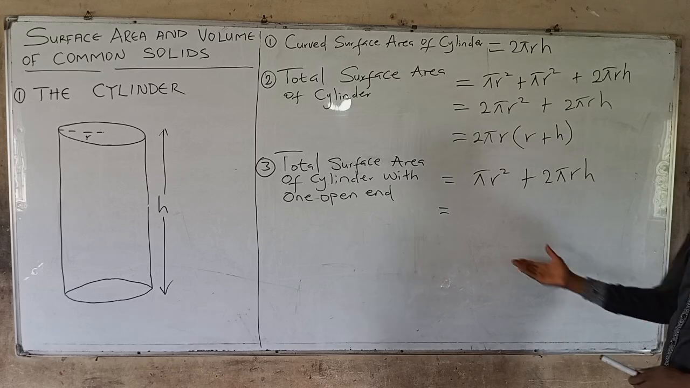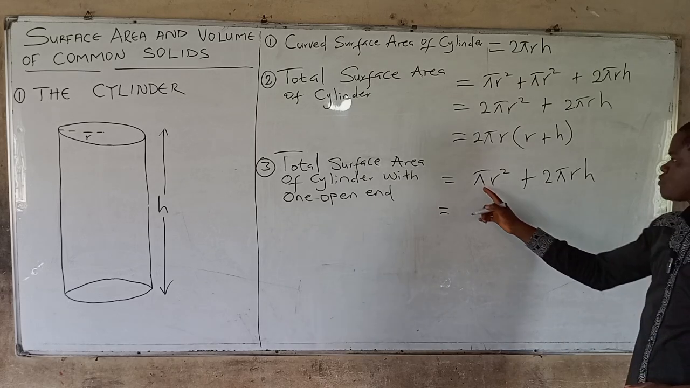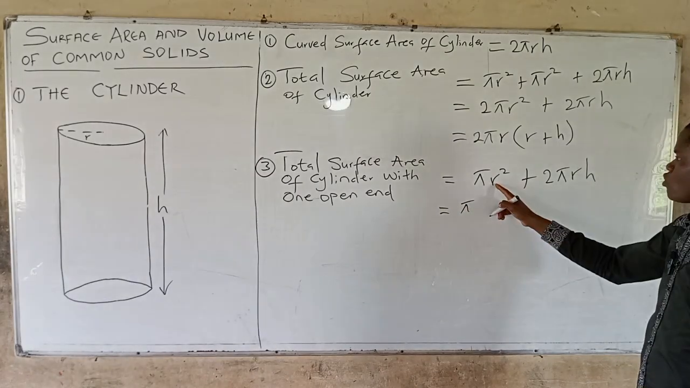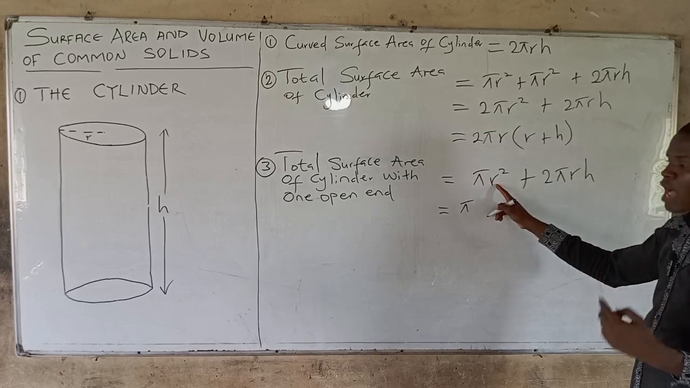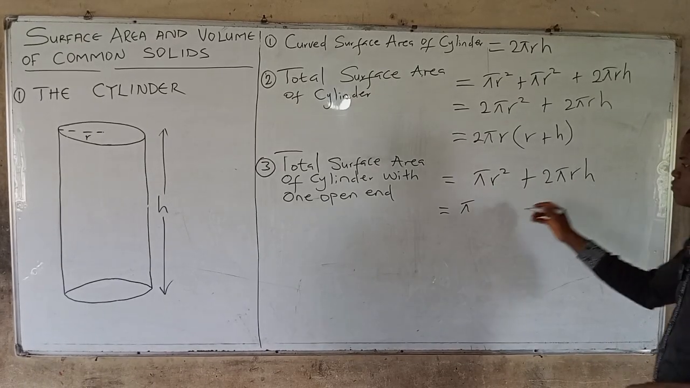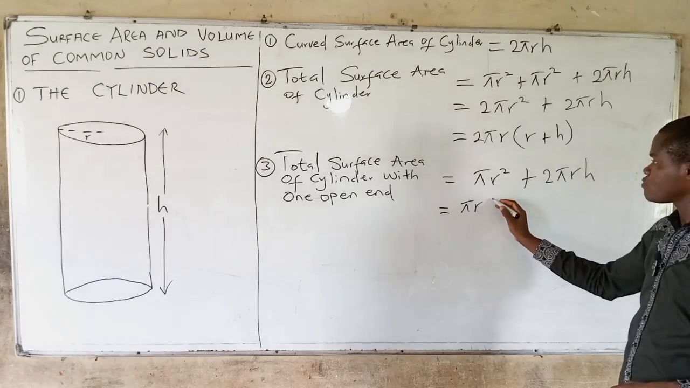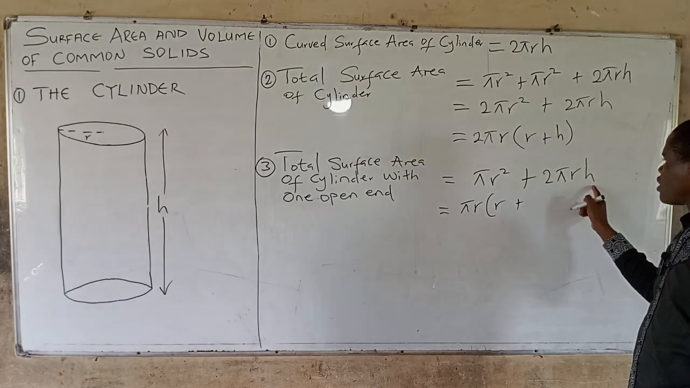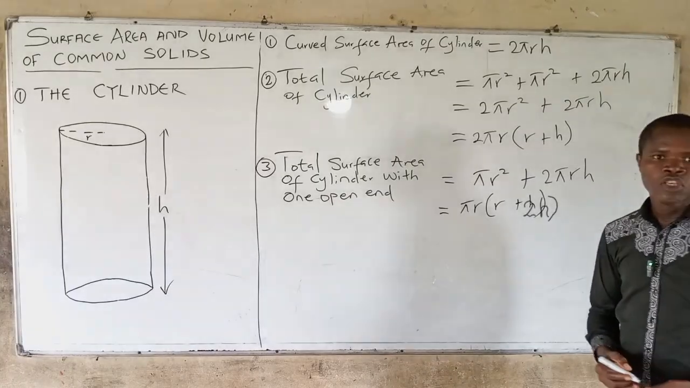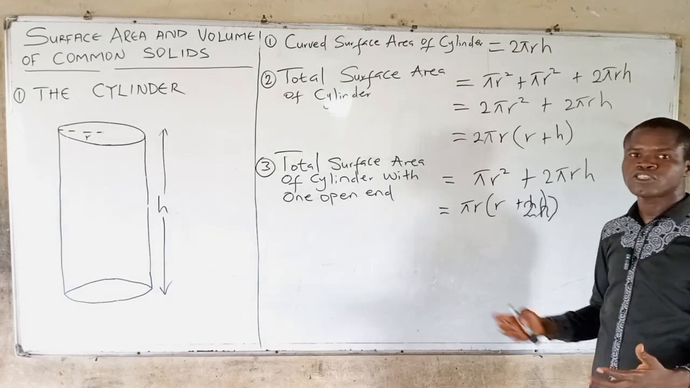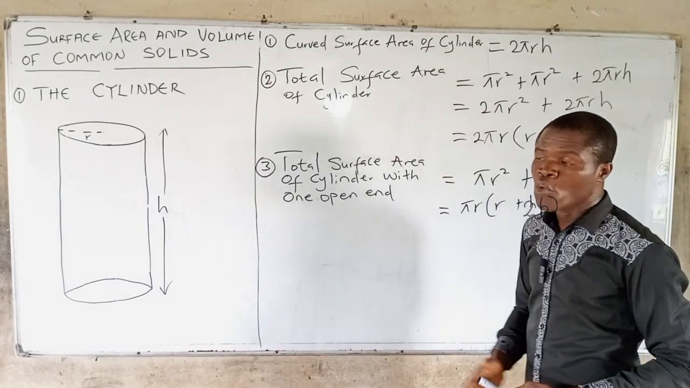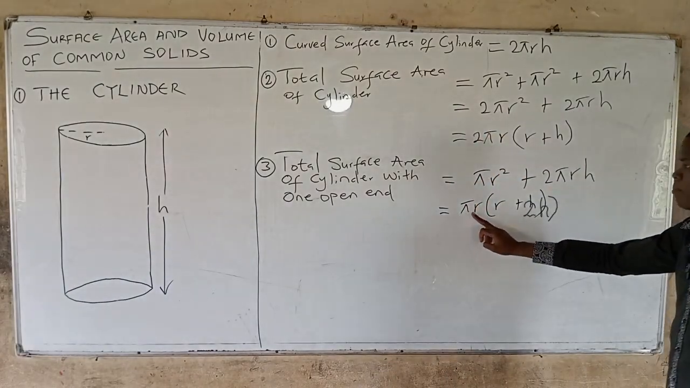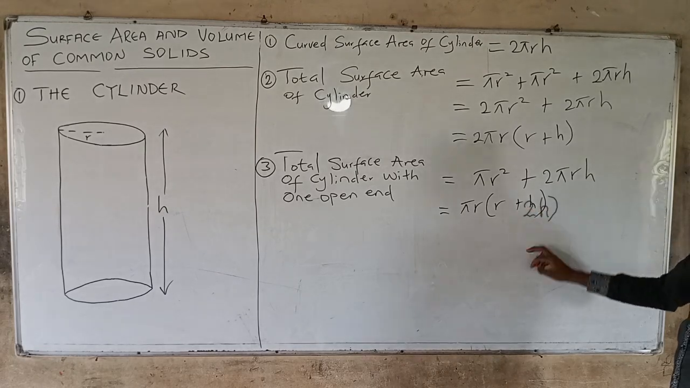So this is equal to, let's factorize what is common. Simple algebraic evaluation here. So what is common? Pi is here, I factor out pi. R, I have an arrow here, there are 2 r's here, and there is 1 here. So I bring out 1 r, open a bracket, what remains here? R, plus what remains? 2h. So the formula for total surface area of the cylinder with one open end, when one end is open, is given as pi r bracket r plus 2h.